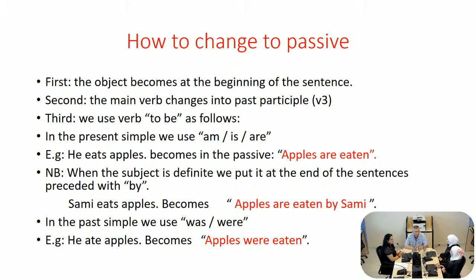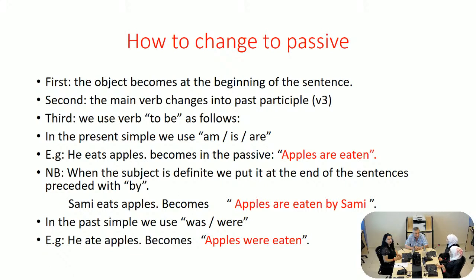He eats apples. Here, the subject is he, and the verb is eat. It becomes, in the passive, apples, which is the object. We put it in the beginning, and apples, because it is plural, so we use verb to be, are. Then eat, we put it in the past participle, eaten. Apples are eaten.